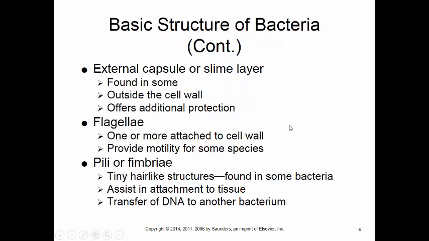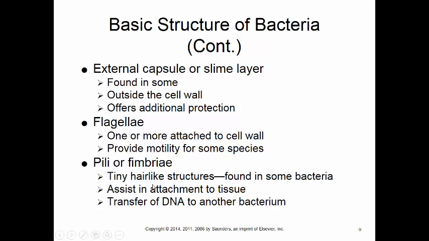So the external capsule or slime layer is found in some bacteria. It's outside the cell wall and it adds additional protection. The flagella is attached to the cell wall, and there may be one or more, and it provides motility.